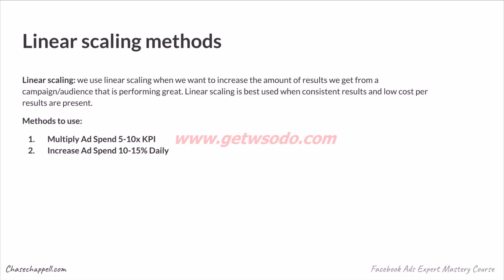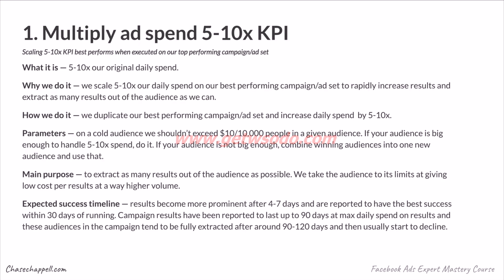And the methods to use are multiplying your ad spend by 5 to 10 times the amount, and then increasing ad spend by 10 to 15% daily. Both of these methods are extremely effective. And the first one is multiplying your ad spend by 5 to 10 times KPI. And KPI is just key performance indicator. It basically just means, as long as you're within a good cost per result, your best one out of all your ad sets, then that is the one you're going to multiply.